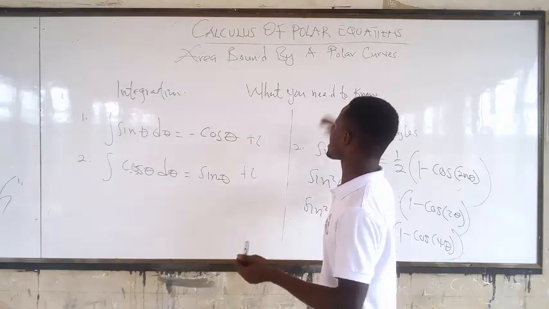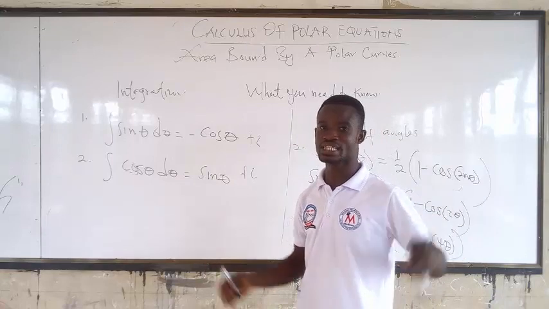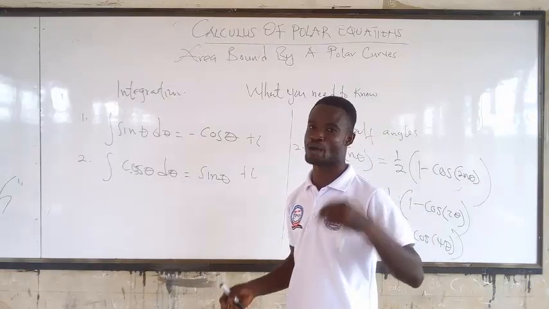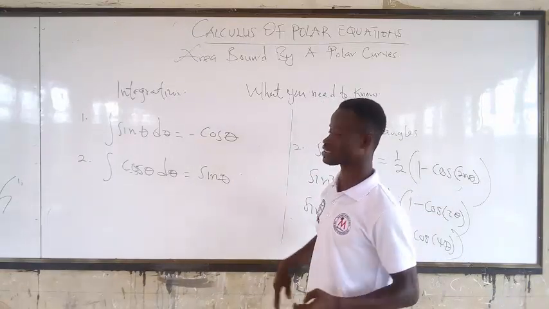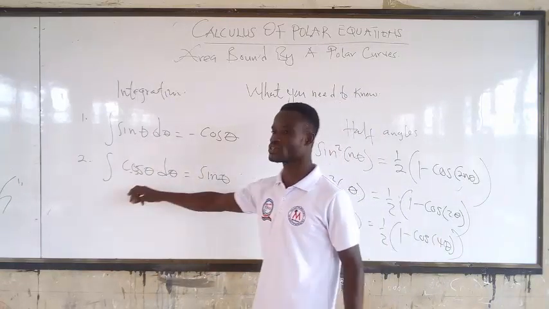But as far as this course is concerned, you are going to deal with boundaries. That is the lower limit and the upper limit. So this C will not count. So just know that if you integrate this, you get this. If you integrate this, you get this.